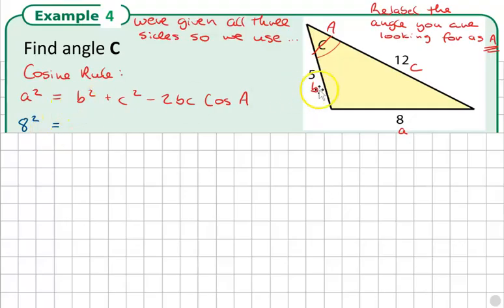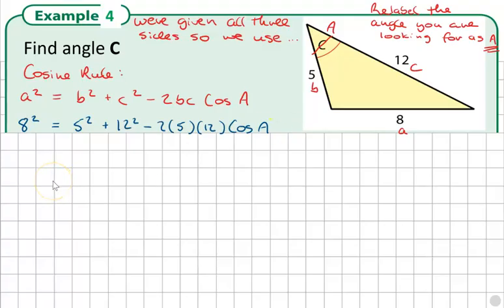That's equal to b squared, which is 5 squared, plus c squared, which is 12 squared, minus 2 times b. So b is 5, so 5 goes in the brackets. And then c, we put brackets, and into the brackets we put 12. And that's stuck onto cos A. And cos A is the angle that we're looking for. So angle A is what we're looking for, so it stays as cos A.